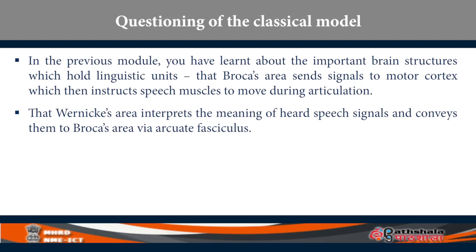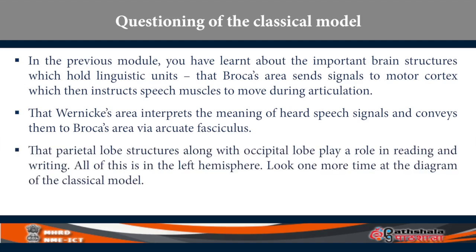This is the localizationist approach and classical model, which survived for more than a century. It says that this is how language is processed, and that there are certain structures in the parietal lobe and occipital lobe which are involved in reading and writing. But basically the left hemisphere plays a major role in the majority of people in any culture. Okay, this is the classical model.